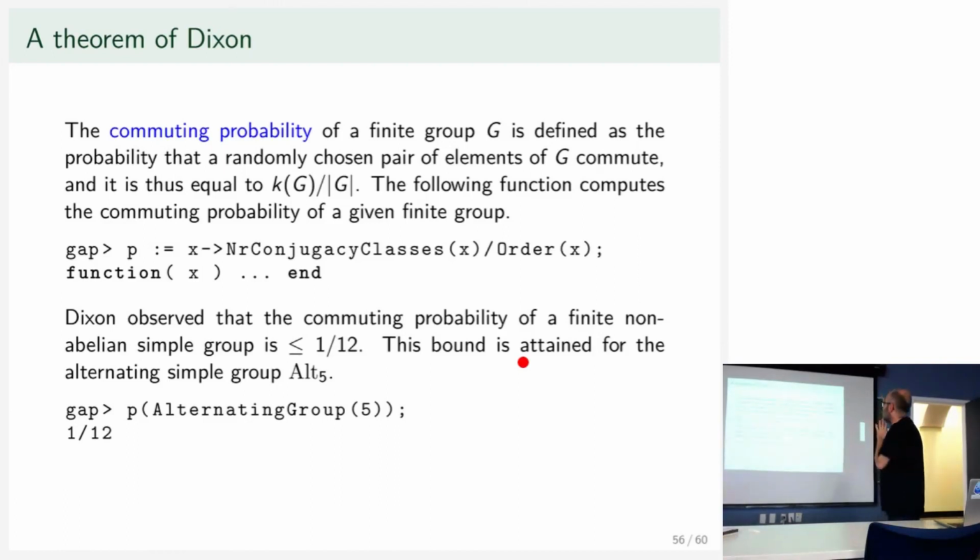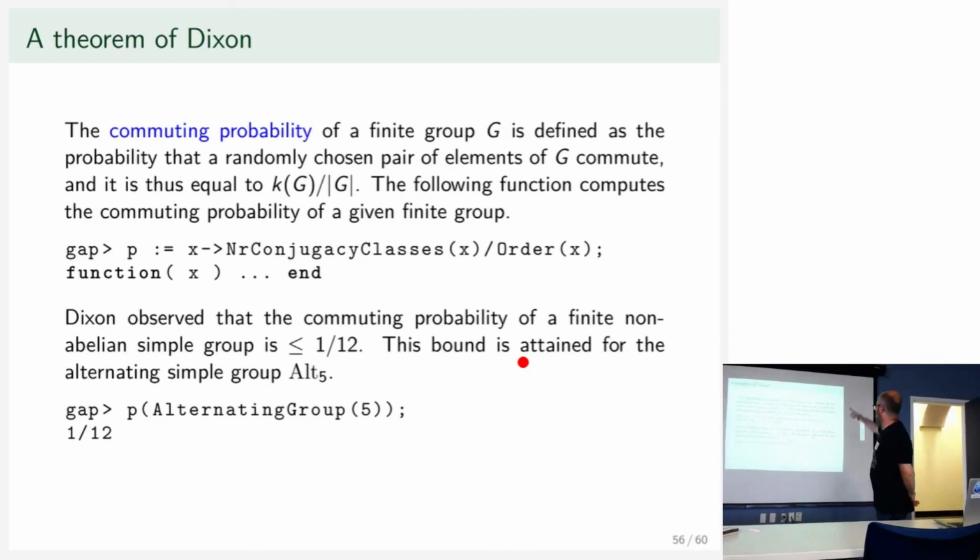If you know this formula for counting the number of orbits when you have a group acting on a set, I think it is Burnside or Frobenius, or I don't know. Burnside, yeah. If you apply this formula to this problem, you get that this commuting probability is the same as k(G) divided by the order of G, where k(G) is the number of conjugacy classes of the group.